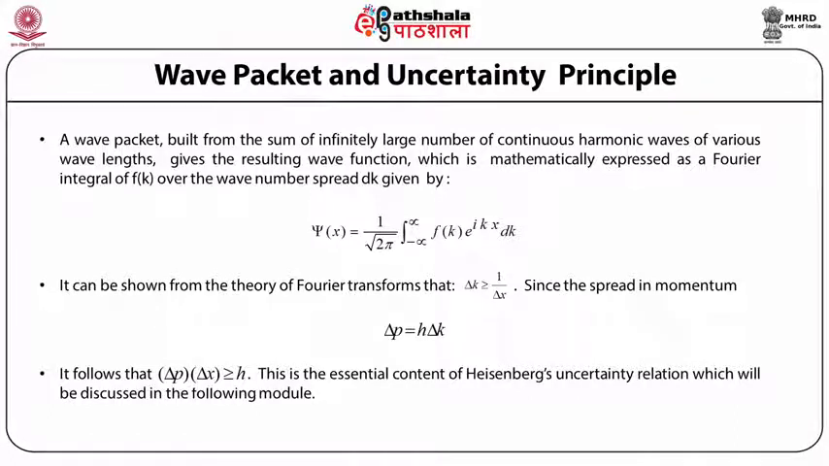position, and which states that it is impossible to simultaneously determine the exact position of a particle as well as the momentum of the particle. The uncertainty in the simultaneous determination of these two quantities, that is position and momentum of the particle, being greater than h cross, where h cross is equal to h by 2 pi and h is the Planck's constant.